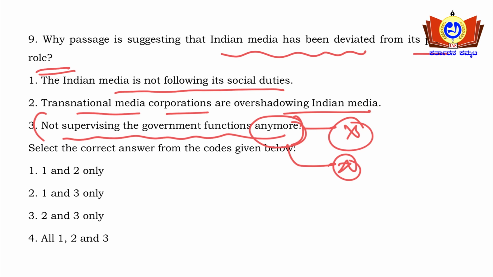The Indian media is not following its social duties. Somewhere you can relate it to the first part of the second part of that passage here. So this can be taken into consideration. Transnational media corporations are overshadowing Indian media. There is a sentence in the passage saying that post liberalization, transnational media organizations have spread their wings in the Indian market with their own global interest. So this can also be taken into consideration. So option 1 is the right answer here.